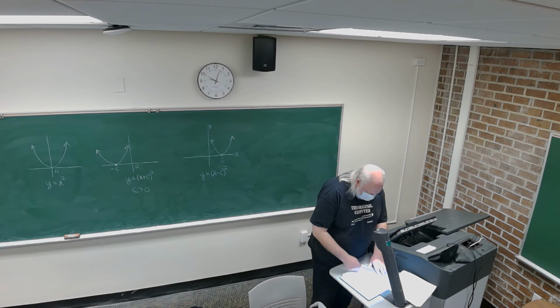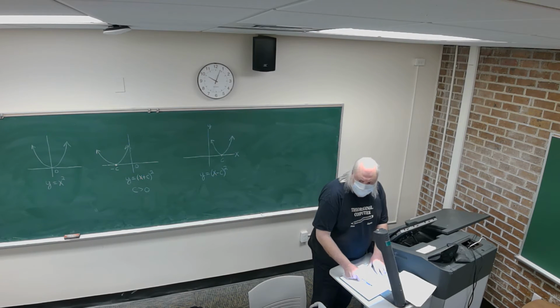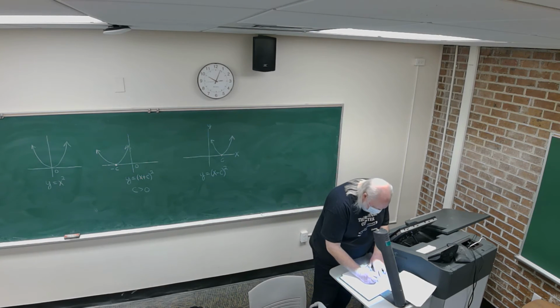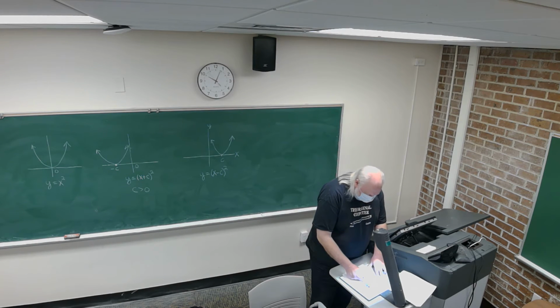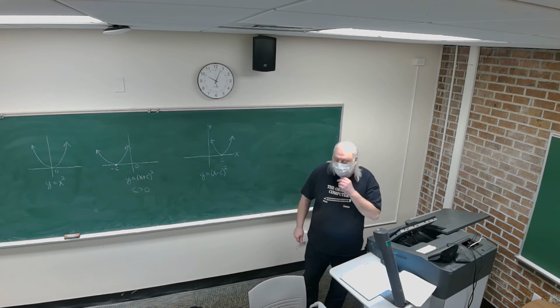So to take this graph and shift it up 4 units, what do we do to the right-hand side of this equation? Add 4, right? So the graph of y equals x to the 1/3 plus 4 is the graph of y equals x to the 1/3 shifted up 4 units. Okay. That's what we want.